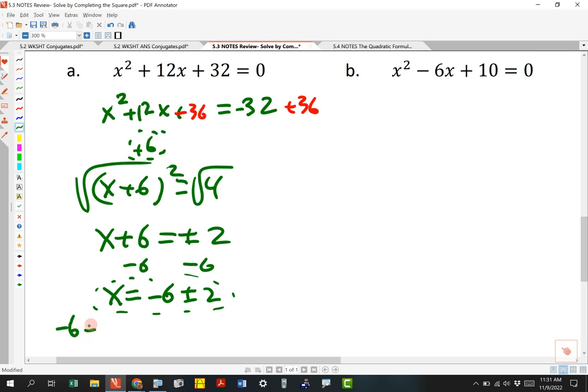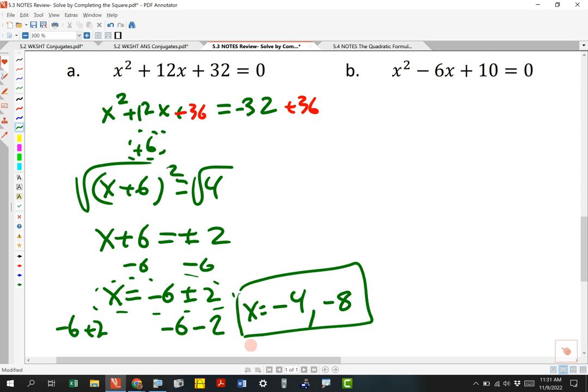One of them is negative 6 plus 2. The other one is negative 6 minus 2. So here are the 2 answers. We get a negative 4 for an answer, and we also get a negative 8. So those are the 2 answers. And a lot of times people will write them like that. Totally fine if you wrote it like that. If you wrote x equals negative 4 and then write another x equals negative 8, that would be fine too. Okay. Any questions?